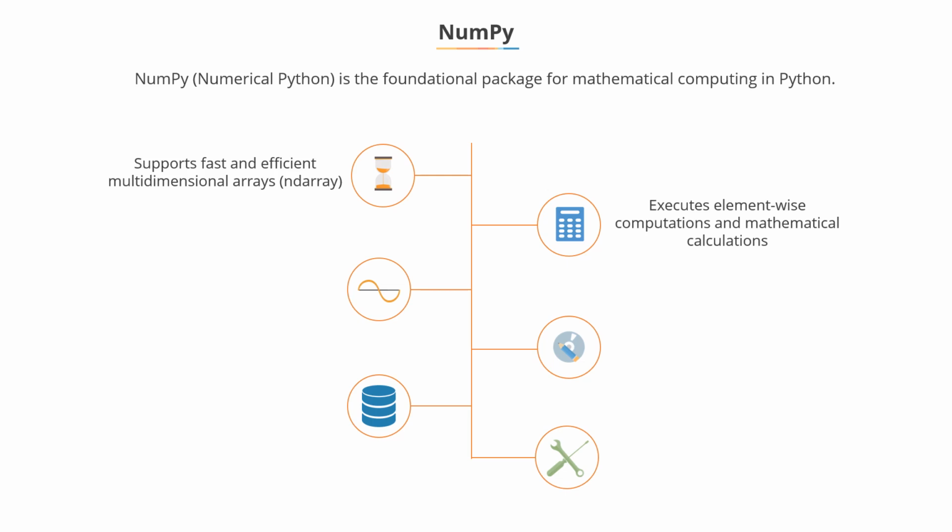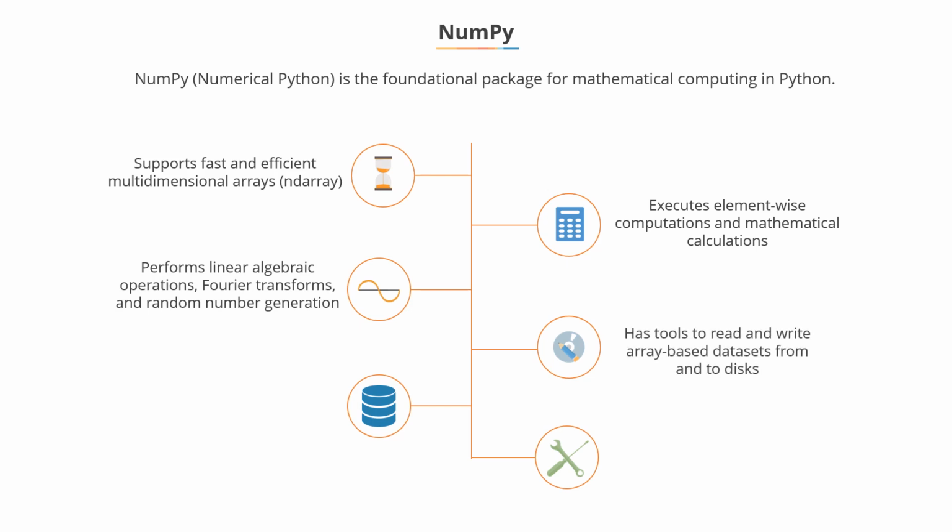It executes element-wise computations and mathematical calculations. NumPy performs linear algebraic operations, Fourier transforms, and random number generation. It has tools to read and write binary or text data from and to disks. It can efficiently store and manipulate data. Last but not least, it has tools to integrate languages' code, such as C and C++.